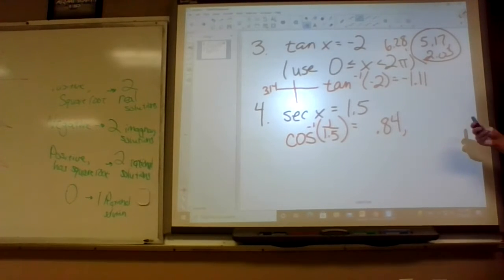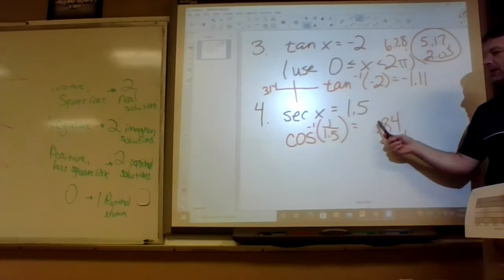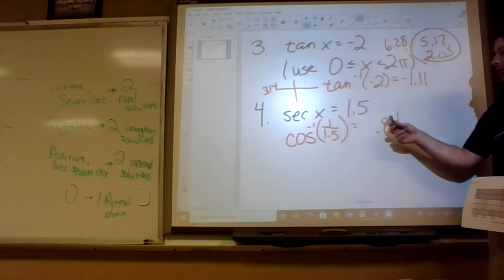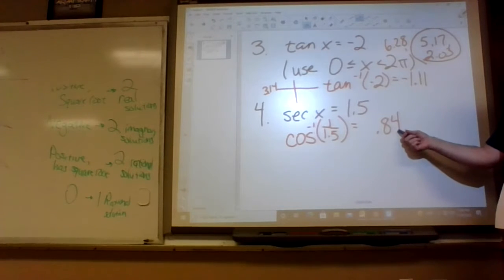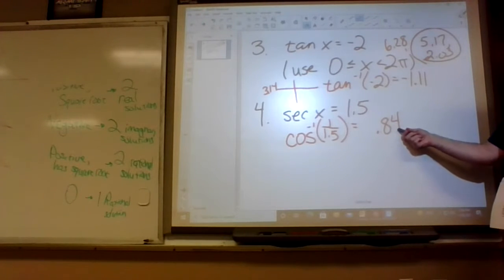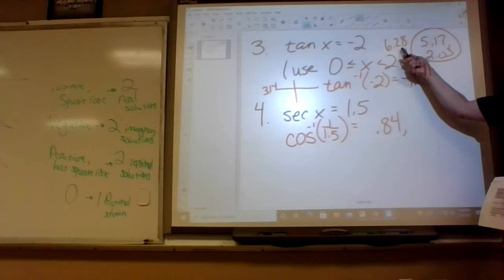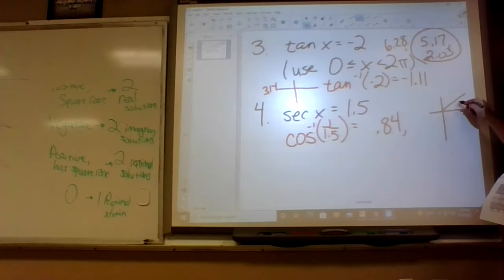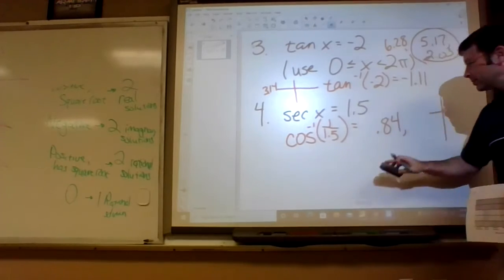Oh, positive. Where else is cosine positive? In the fourth quadrant. How do I turn this into a 4th quadrant angle? You subtract from 6.28. So this would be 6.28 minus 0.84, which is 5.44.